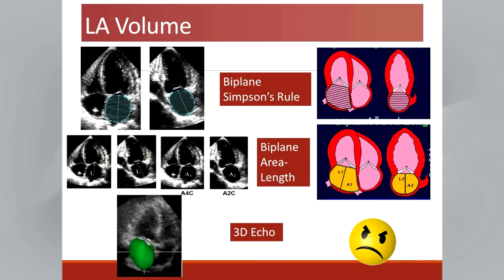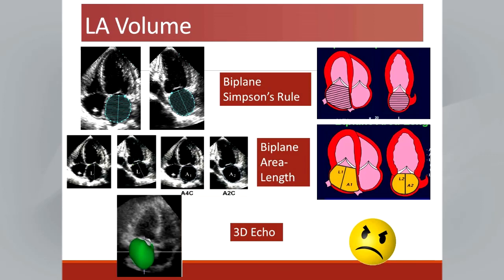A very frequently asked question is, do we need to do this in two views? And the answer is yes. If you calculate this, the volumes of the left atrium in the apical 4 and the apical 2 are not exactly the same. And if you measure it in only one, you're assuming that the left atrium at its mid-level has a circular shape. We can also use the biplane area-length method, in which you estimate the area in these two views and then the length, and the shortest length is used.